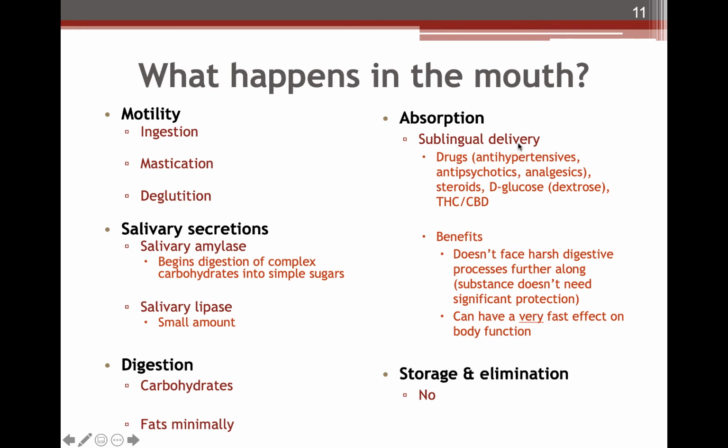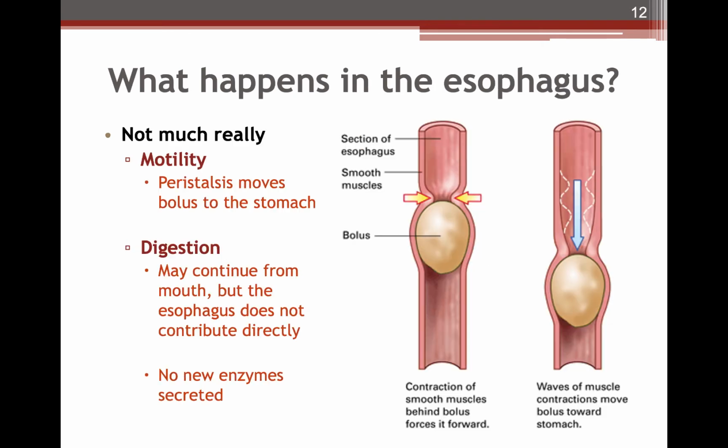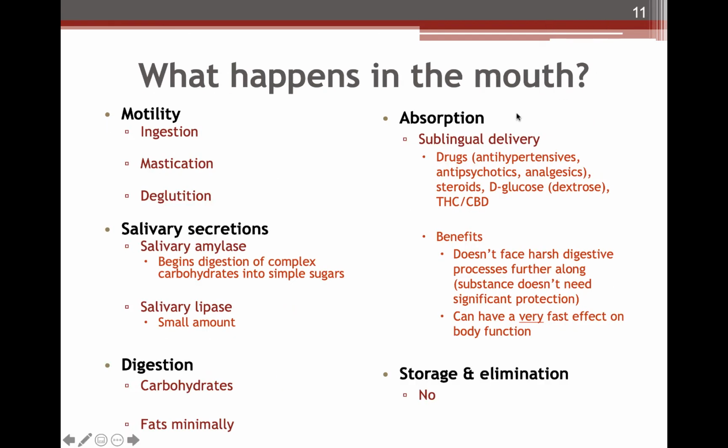And so this is an ideal delivery method for some drugs, important other medications, like, for example, D-glucose or dextrose. This could be important for somebody who has hypoglycemia. It's a kind of a dextrose gel that can be squirted under the tongue. Quick absorption to help bring somebody's blood glucose levels up. Or various drugs that you would like to have in the blood as quick as possible.